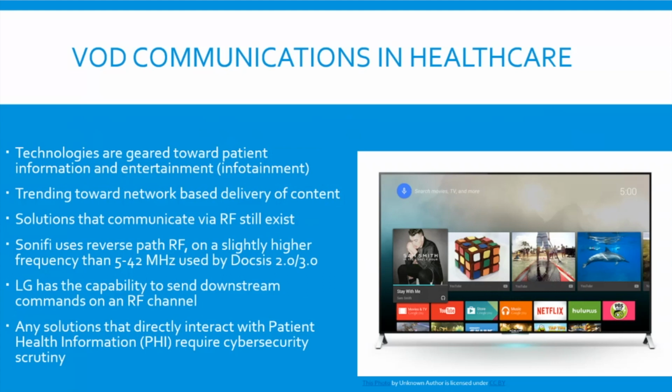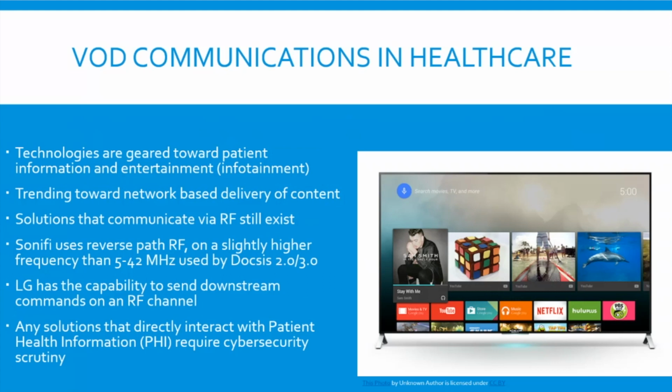The frequency that they use sits slightly higher than your traditional 5 through 42 megahertz that you got with your cable service providers. So you need a slightly different diplexer to open that communications path. So that does make a small change when you're designing systems, when you're designing infrastructure. A DOCSIS 3.1 diplexer will be fine, but a DOCSIS 3.0 system that only opens up the path from 42 megahertz and below won't work if you're working with a Sonify system that's using that slightly higher reverse path communications.